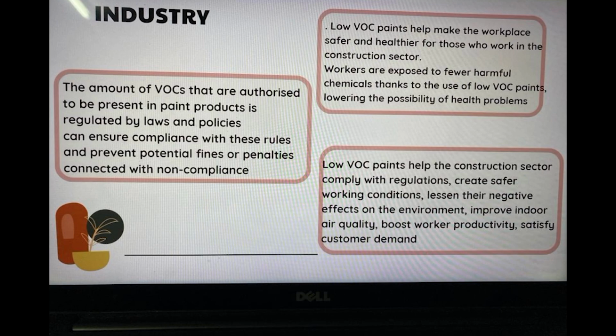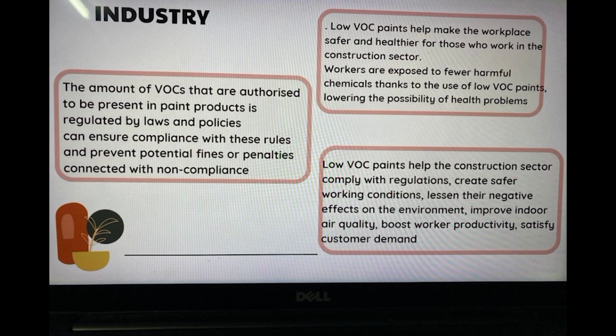For the next one, it's related to the health and safety of workers. Low VOC paint helps make the workplace safer and healthier for those who work in the construction sector. Traditional VOC paint emits toxic fumes and odor that can cause headaches, respiratory problems, and other health issues. Because of that, workers are exposed to fewer harmful chemicals thanks to the use of low VOC paint, lowering the possibility of health problems for the workers.